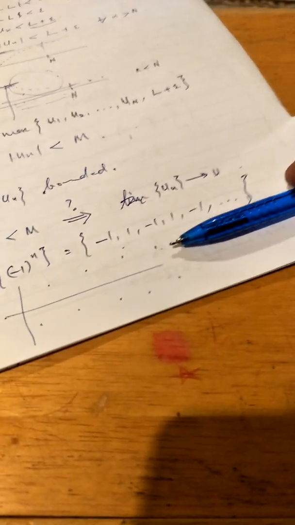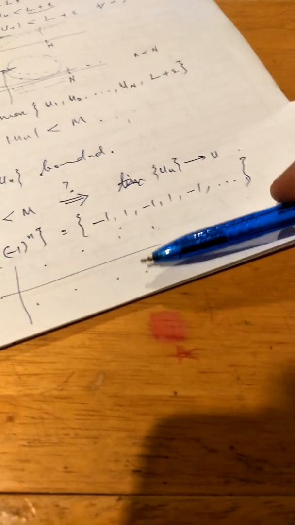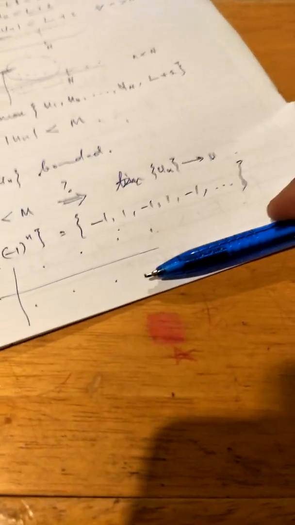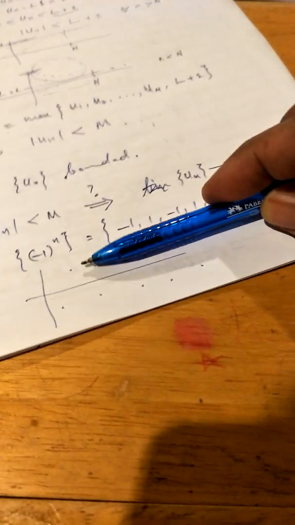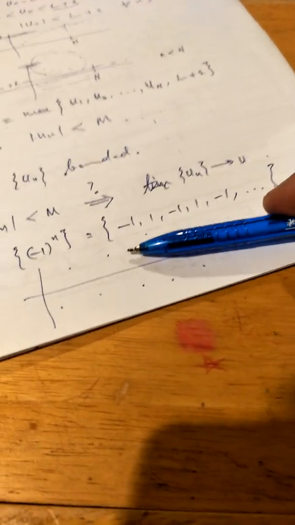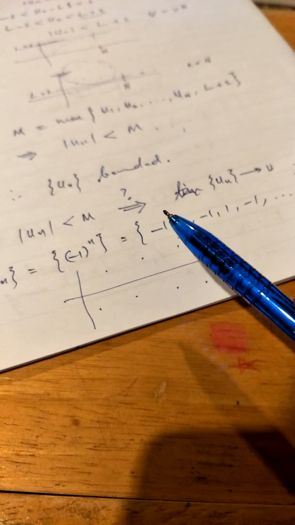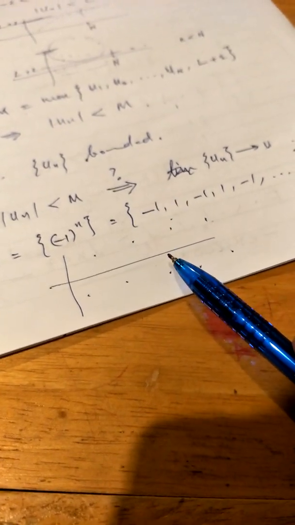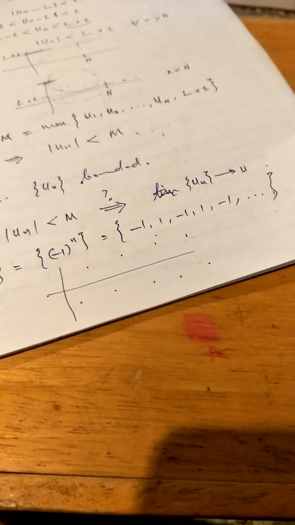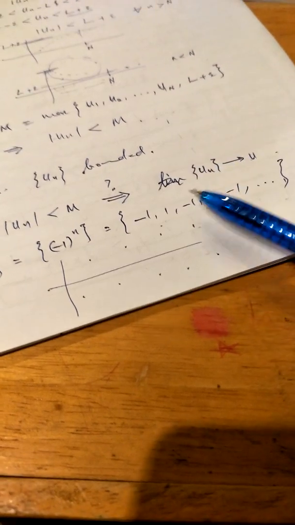Instead, it just oscillates between two values, minus 1 and 1. It's not going beyond that, or smaller than that, and it doesn't converge to a certain value. So in this case, it's bounded but not converged.